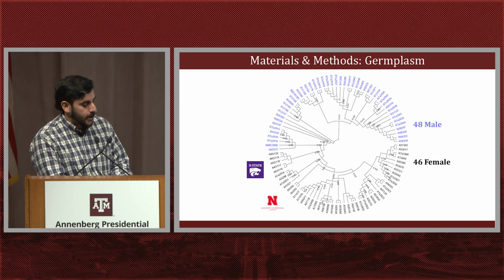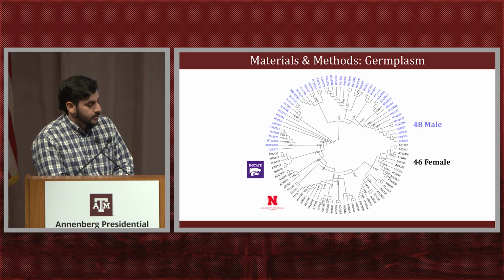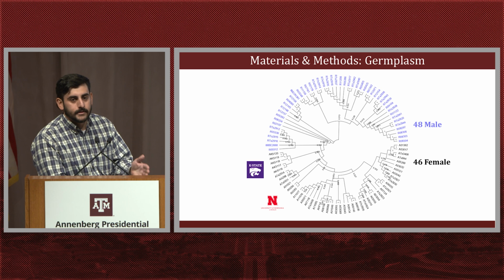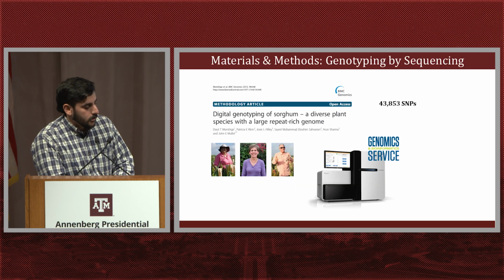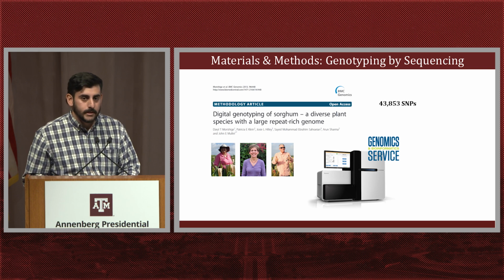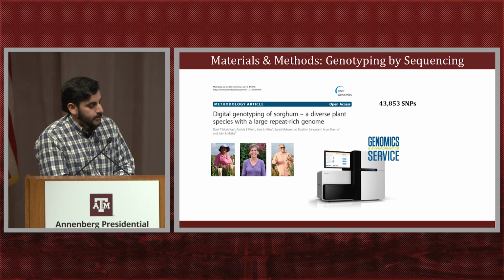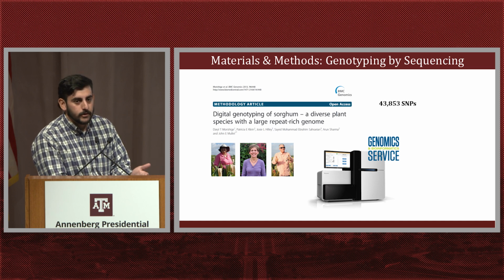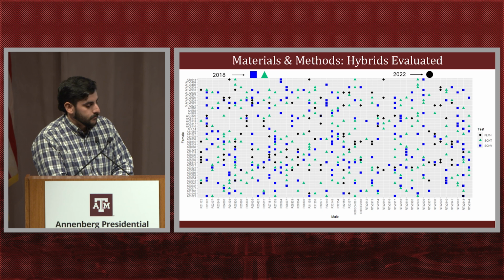We also threw in some K-State lines and Nebraska lines in there. But the majority are either released from Texas A&M or are late stage in the evaluation process. These inbreds were all genotyped using a genotyping by sequencing platform that the Kleins developed and conducted here at Texas A&M, the genomics service here. We got 43,000 SNPs out of that, so that's what we're using to build our genomic relationship matrices.